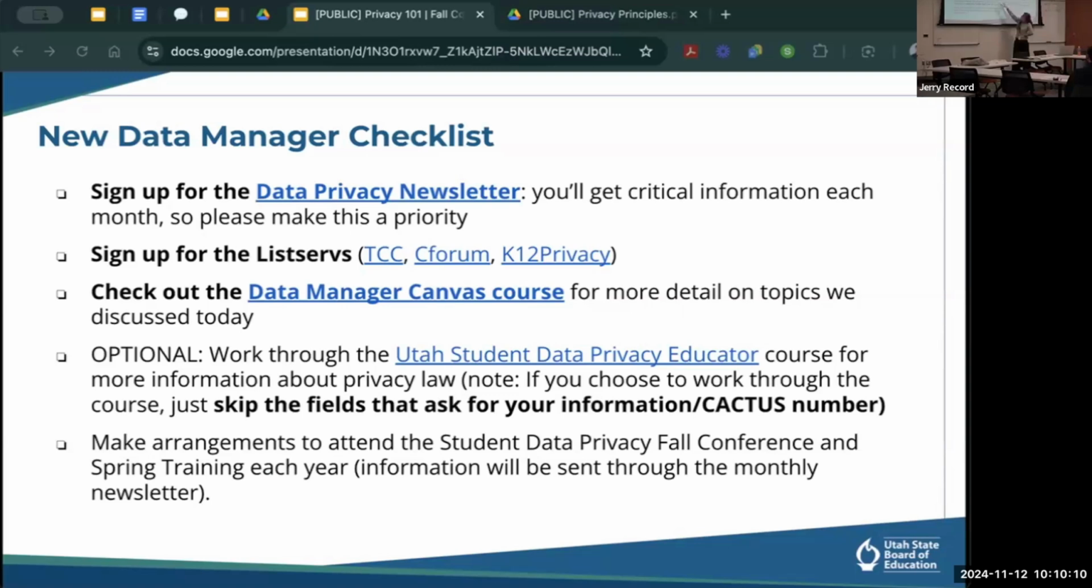Again, there's the data manager course. There's the educator course. These are the same as the previous slide. And then finally, we just encourage you to continue prioritizing it.